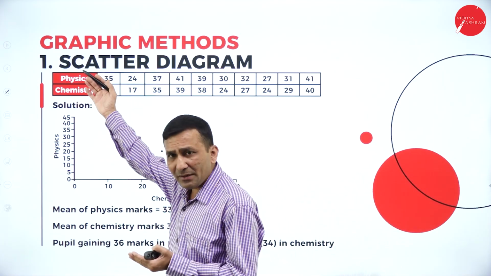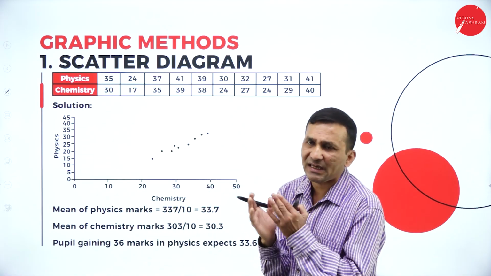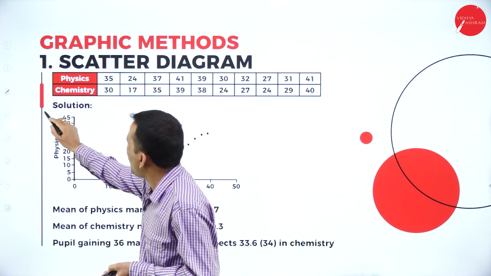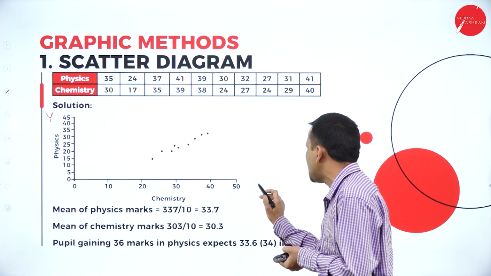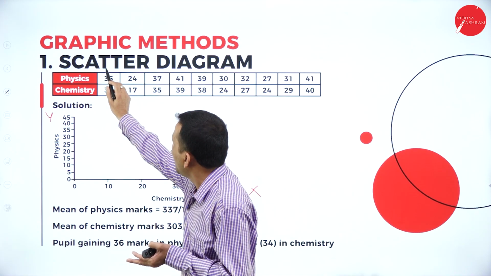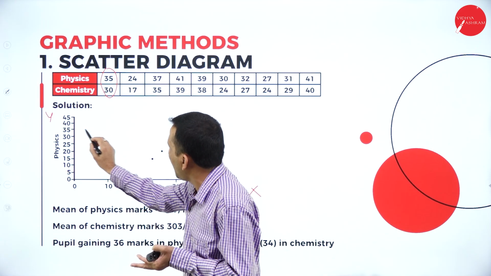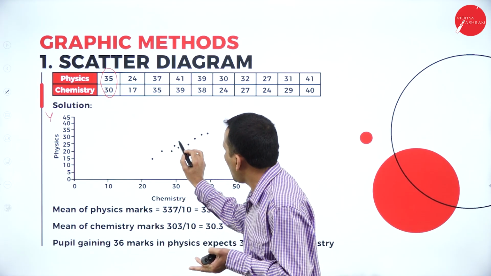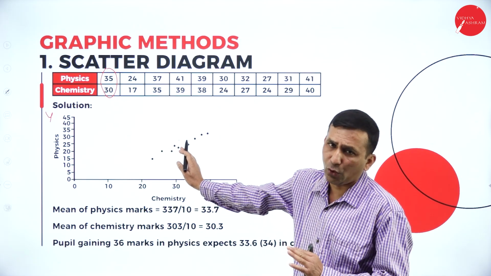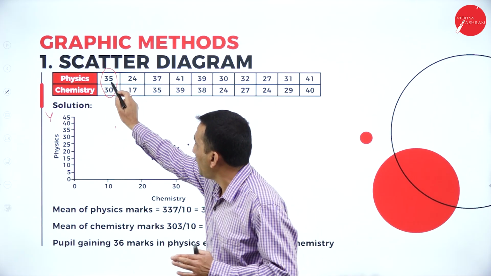One more time, I have copied this just for understanding's sake, because I did not use graph paper, so I have drawn it approximately. I have considered physics as the y variable and chemistry as the x variable. The first value is physics 35 and chemistry 30. Now you put one dot there, because if you are using graph paper you can locate it exactly, where they intersect. That is one pair.